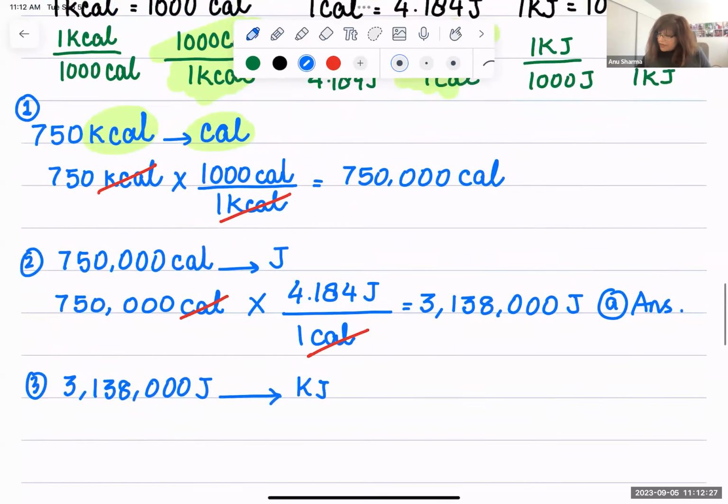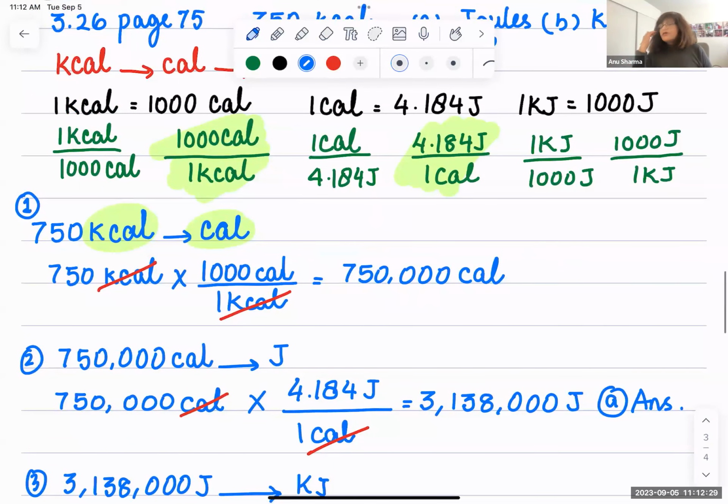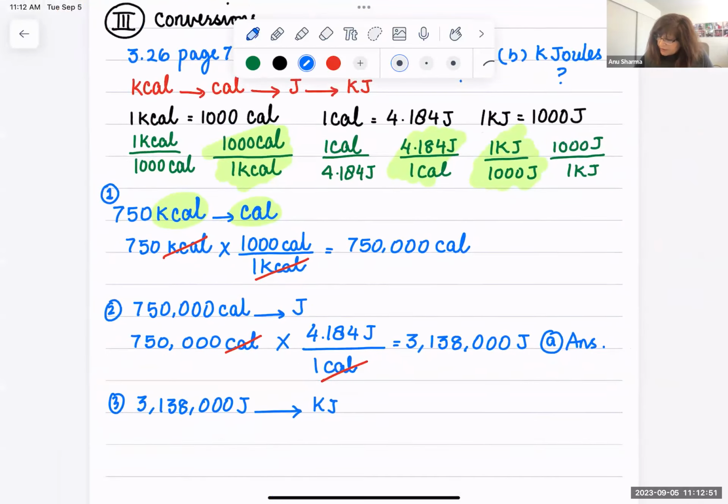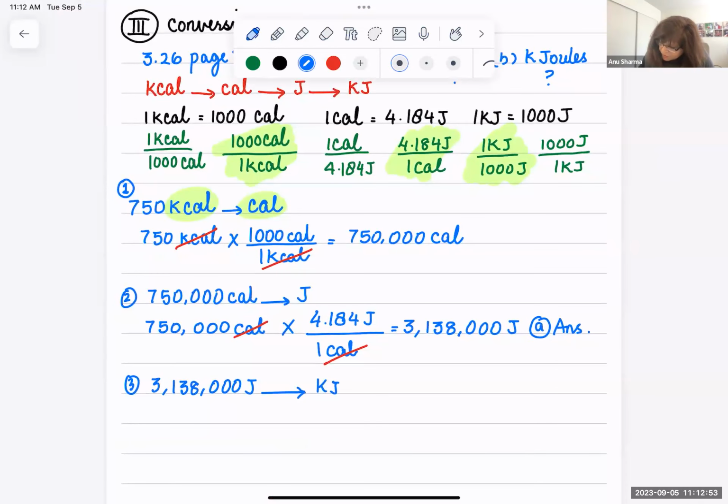Once again, what conversion factor will you use, the first one or the second one? What conversion factor converts joules to kilojoules? The first one. Very good. The first one is the one with kilojoules in the denominator... no, in the numerator over joules in the denominator.